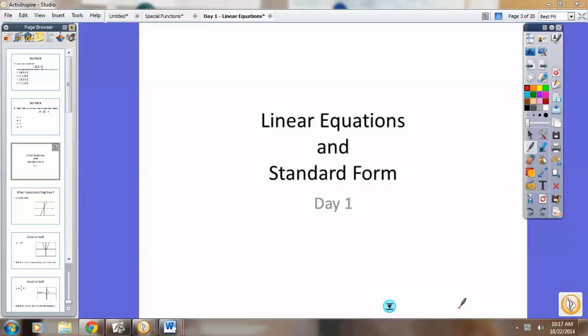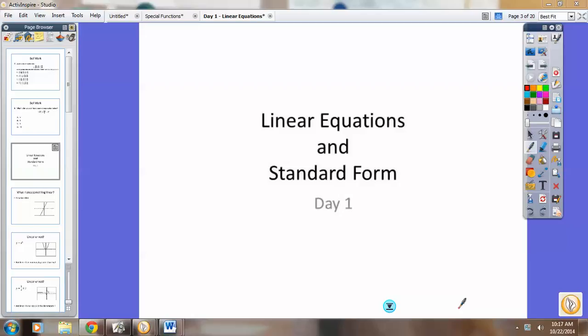Chapter 3 begins linear relations, linear equations. This first section, we are going to look at equations. We're going to look at graphs and determine if they're linear or not. If they are linear, we're going to take them and rearrange those equations to put them into standard form. We need to be really good at rearranging equations because eventually we need to do it when we graph.